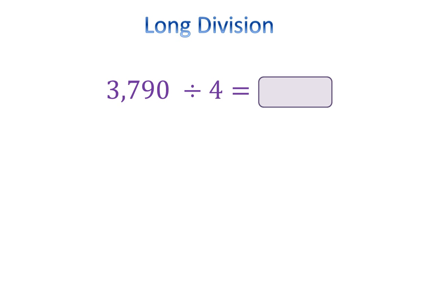In this long division problem, we see that we have 3,790 divided by 4 equals, well, a problem for us to figure out. I'm going to grab a pen down here, choose a red pen so you can see it well, and let's learn.